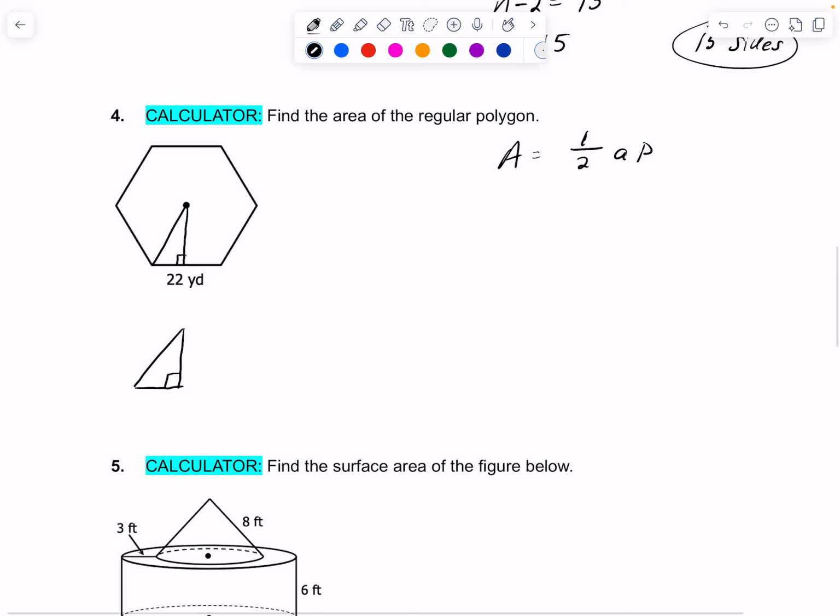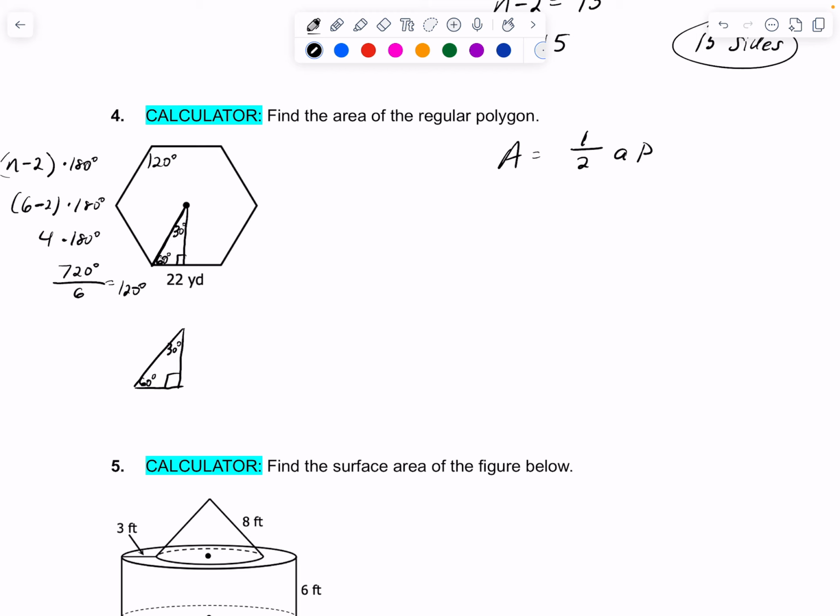Now this is a regular hexagon, 1, 2, 3, 4, 5, 6 sides. So if I do my n minus 2 times 180, I have 6 minus 2 times 180, so that's 4 times 180, which is 720, and then divided by 6 gives me 120 degrees for all of these angles, okay? And so that means when I draw this radius here, that's going to split this into 60 degrees. So this is going to be a 30-60-90 right triangle.